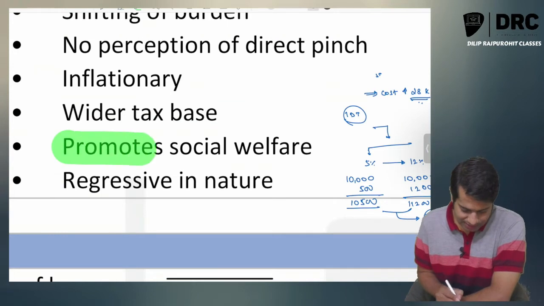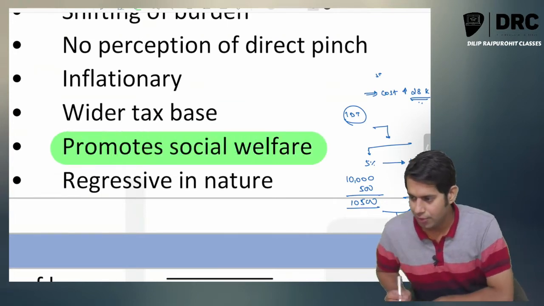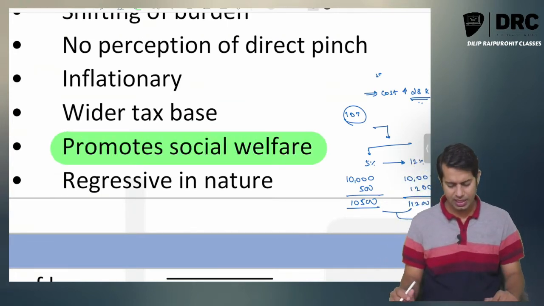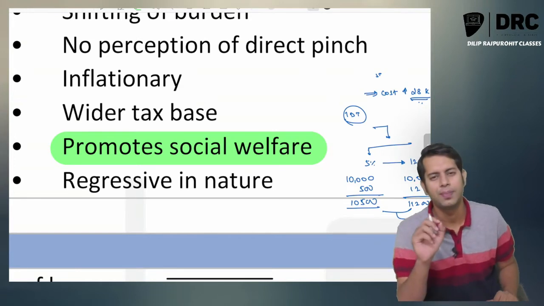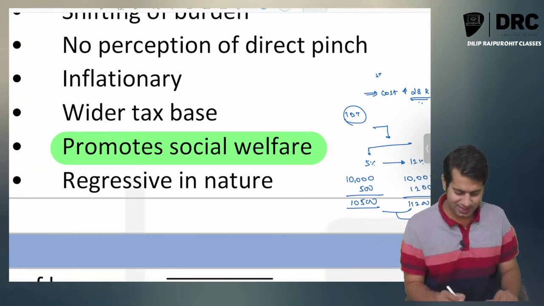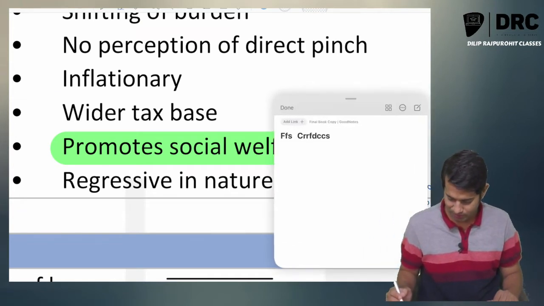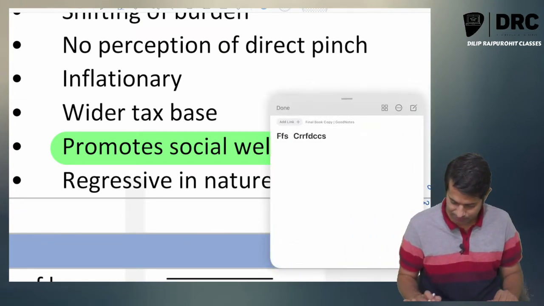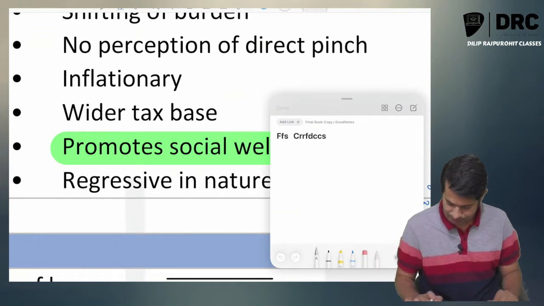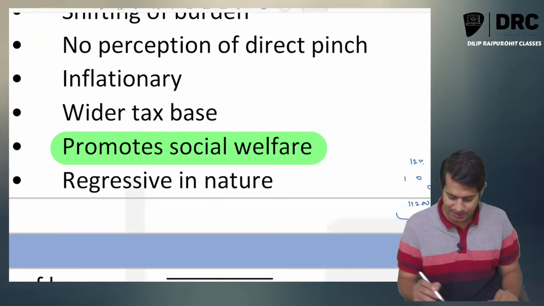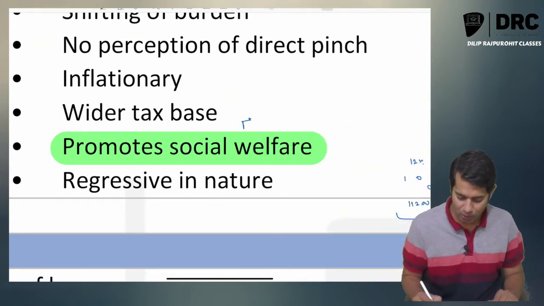Then, indirect taxes promote social welfare. Sir, what do you mean by this, sir? Indirect taxes promote social welfare. Now say this is what the government says, but actually whether it is true or not, we don't know. Sir, what does the government say, sir? They say that there are some products which are called sin goods.